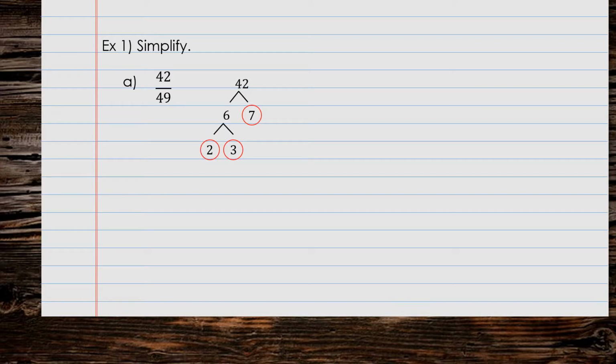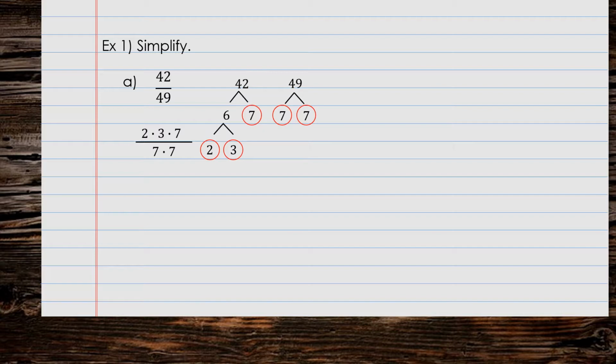For 42, I hope you found the factors of 2, 3, and 7. For 49, I hope you found the factors of 7 and 7. So step 1 is to simply do factor trees. Step 2 is to write your fraction in factored form. Well, in the top, the numerator, we found 42 to be made up of 2 times 3 times 7. And in the denominator, we found 49 to be made up of 7 times 7.